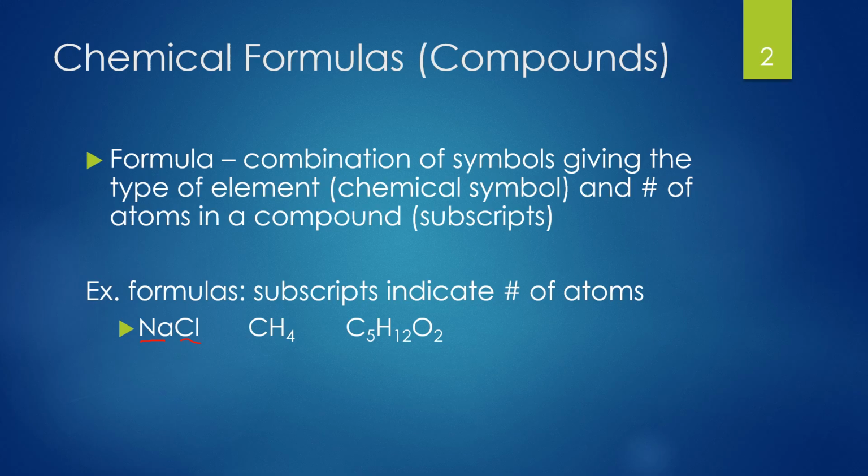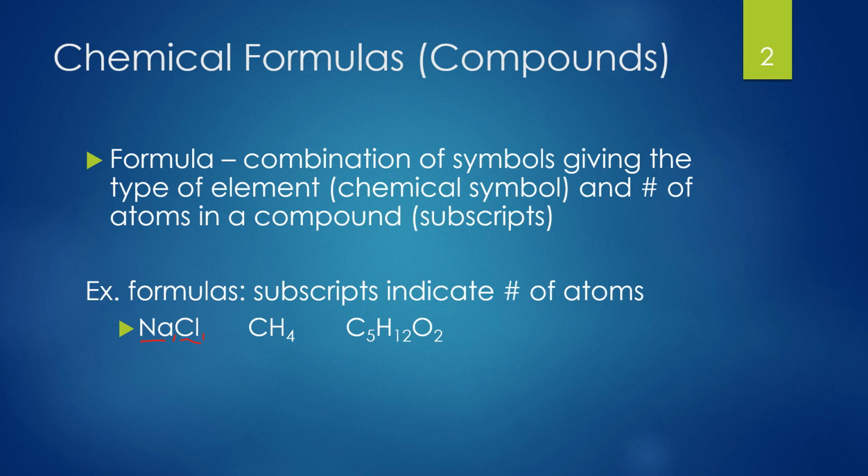Now the subscripts tell me how many atoms of each of those elements are present. Now notice there are no subscripts in this particular formula. So when there are no subscripts, we assume there's just one, meaning there is one sodium atom present and it is combining with one chlorine atom. Because remember, compounds always come together in whole number ratios. So that's why we know it's one to one. We're never going to see halves.